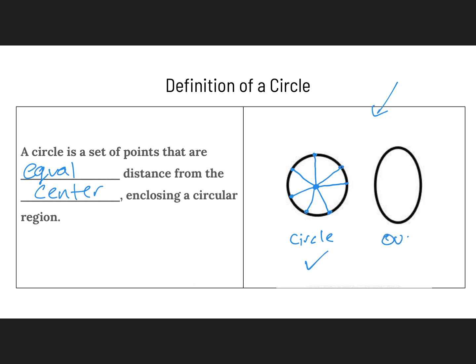This is a shape that we would call an oval. It is not a circle. From the center, if I go from here to here, I have this distance. However, the distance all the way up to this point is much longer, so this is not a circle.